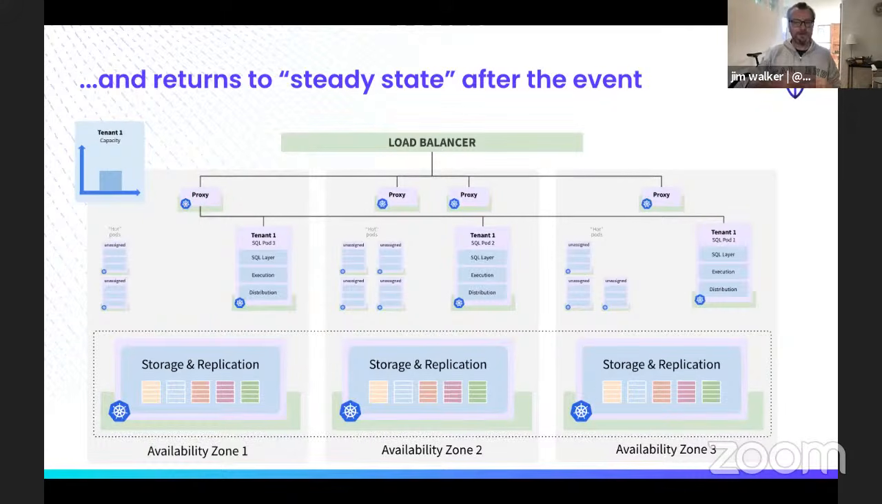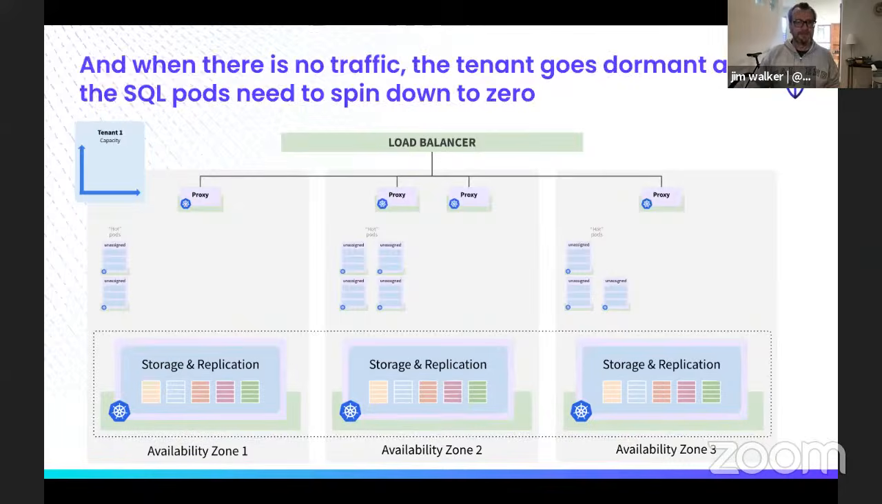But at some point, capacity comes down to steady state again. So I've dealt with a spike and I've come down, right? And so now you're only getting charged for the compute that you use, right? You didn't have 4 instances up and running all the time like in a traditional database. It's very different. Sometimes no traffic comes through. And so when this happens, the tenant goes dormant and the SQL pods spin down to 0. So with no capacity, there are no SQL pods available, right?